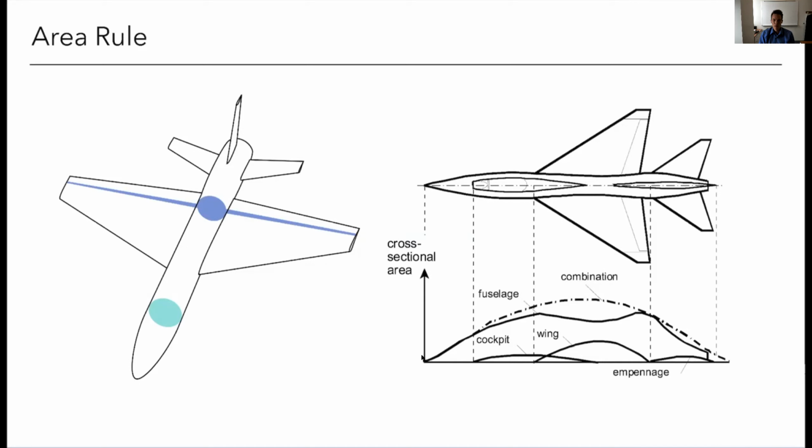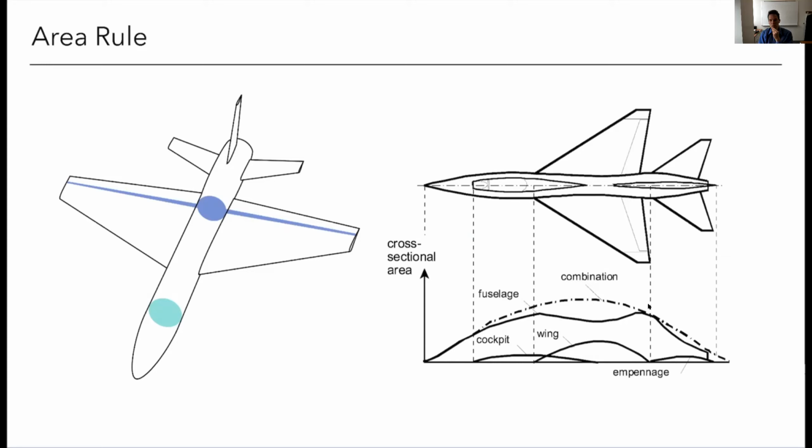curve, I believe it's the second derivative of the area actually that we want to be quite smooth. So I need, roughly speaking, a smooth distribution of area. If it's kind of bumpy and I've got a big jump from the wing, another jump from the tail, then that's going to cause a lot more drag. So I need this kind of smooth shape.